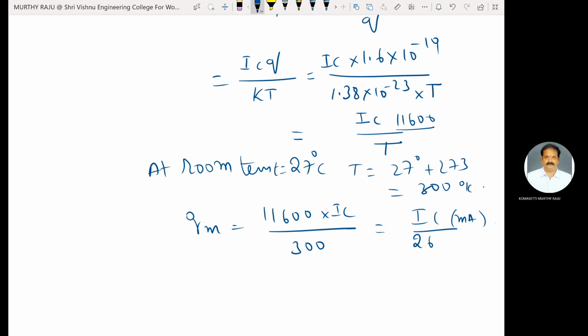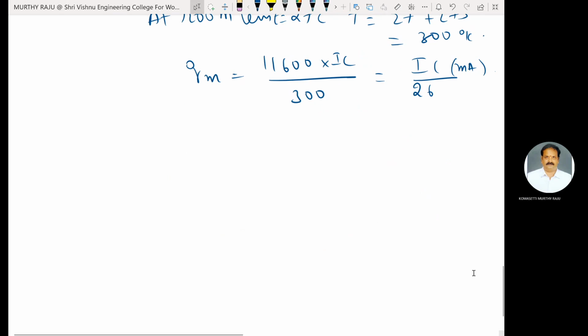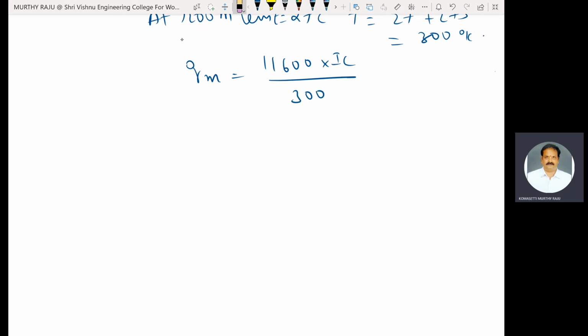See the transconductance. GM is equal to this value. This is the GM. Or GM is equal to IC by VT.